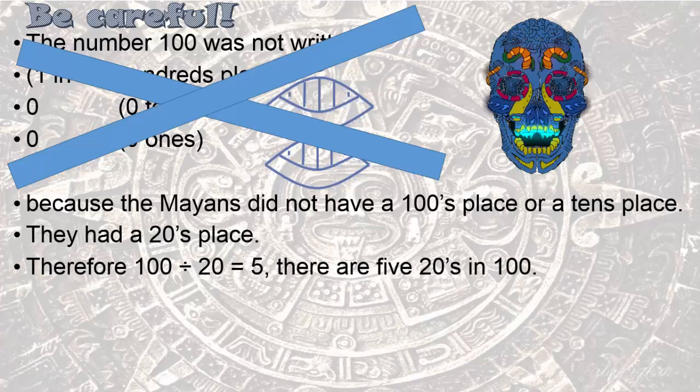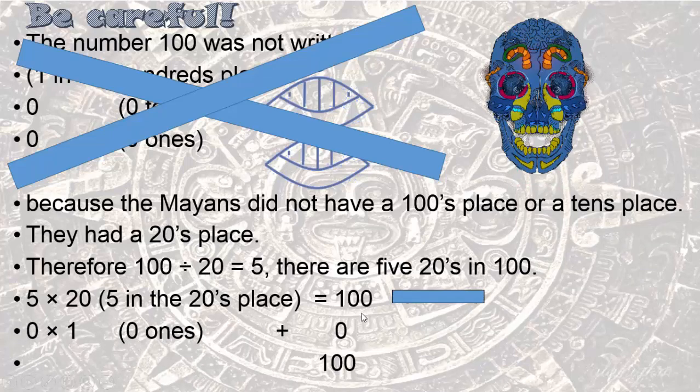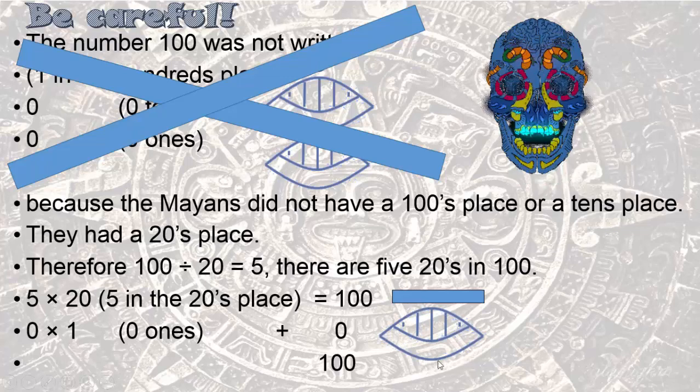Therefore, 100 divided by 20 is equal to 5. So there are 5 20s in 100. So we have 5 times 20, 5 in the 20s place is equal to 100. And then in the ones place, since there are no ones, we put a shell. And this is 100 in the Mayan system.